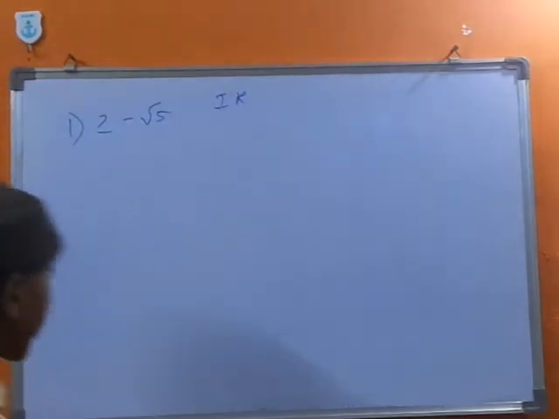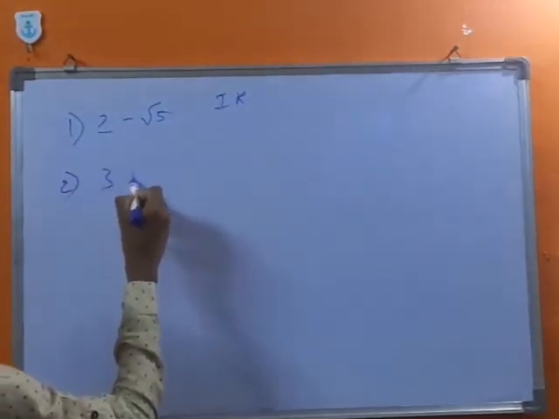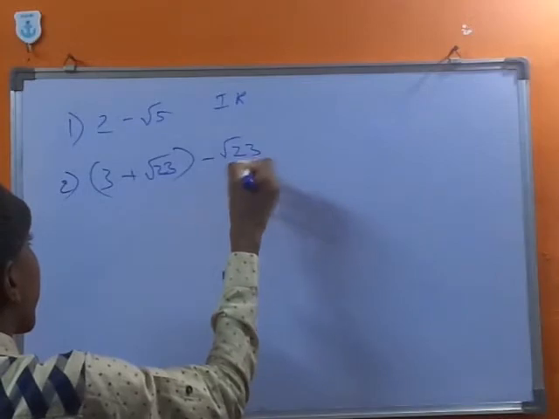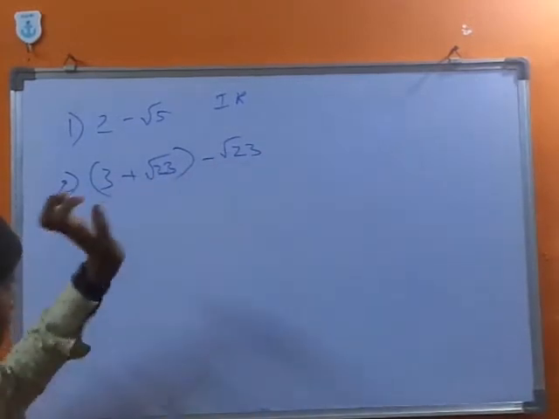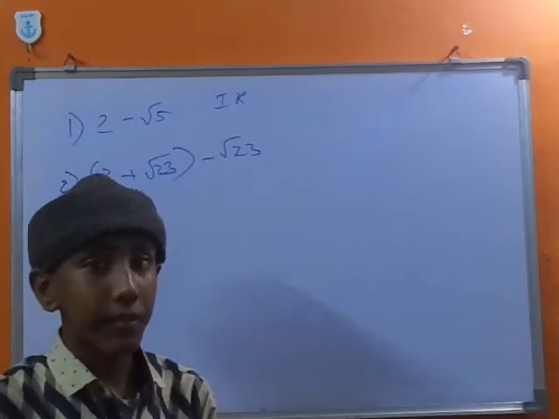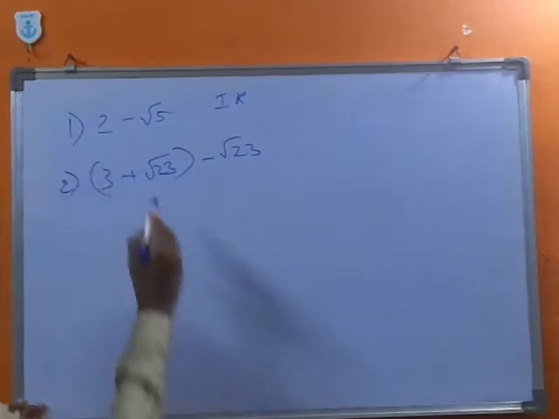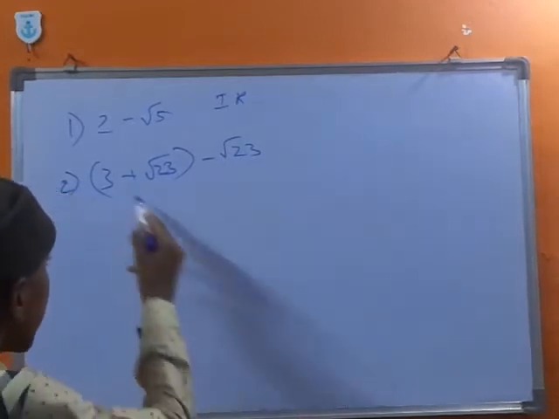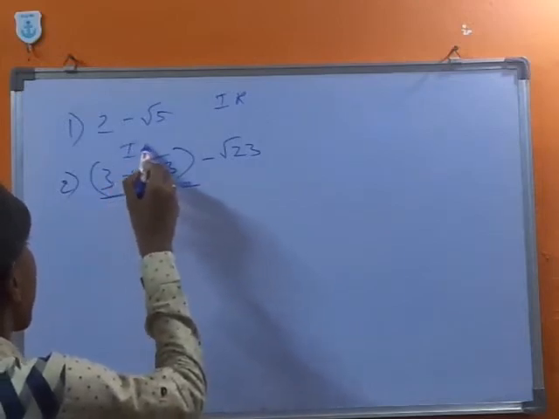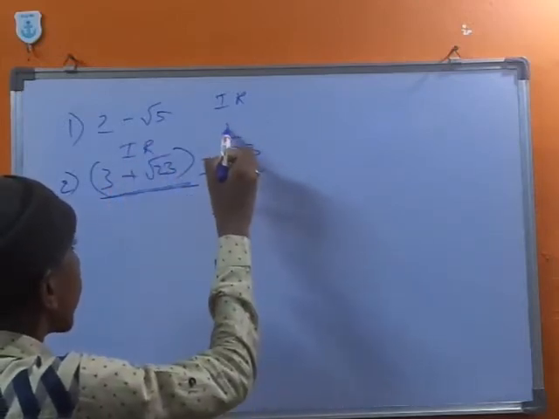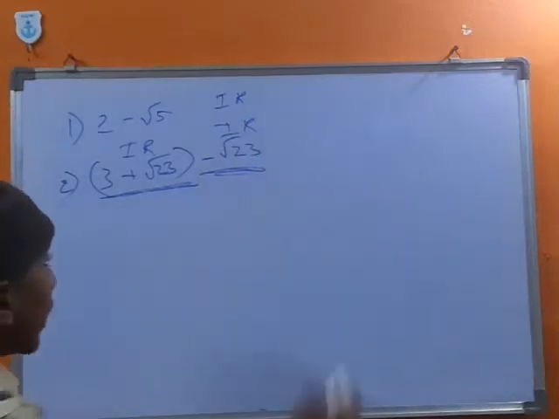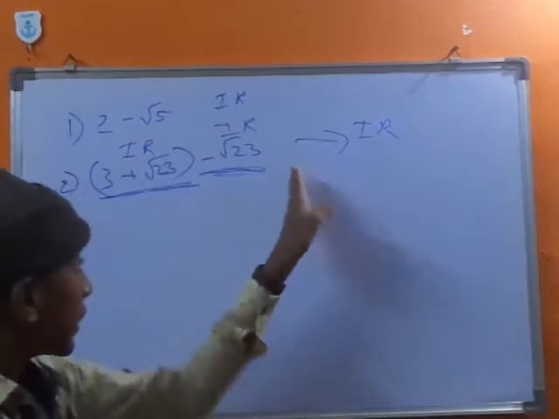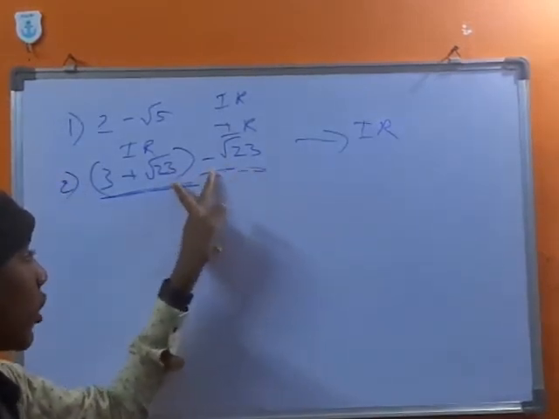So, the second one, 3 plus root 23 minus root 23. Tell me, is it rational or irrational? Many of us think that root 23 and root 23 get cancelled and it's rational. No, it is not. See, this whole thing is irrational, and this single thing is also irrational, and everything becomes irrational. Simple. This is the small mistake we all make.